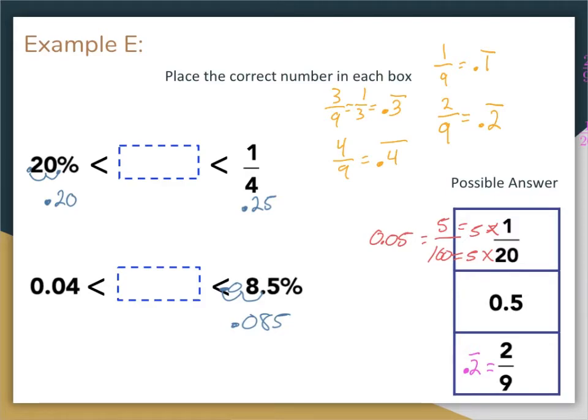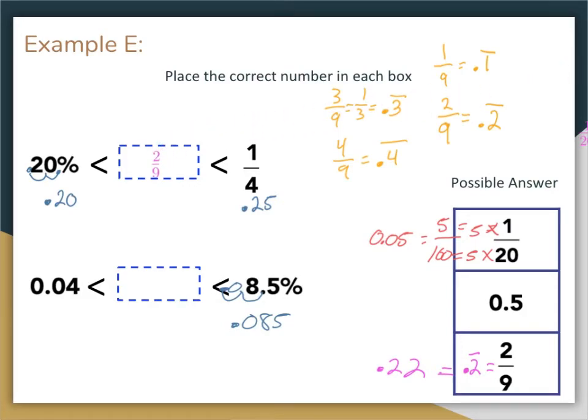So I've got 0.20, 0.25. Well, 0.5 is going to be way bigger than 1/4, so that won't work. 0.05 is going to be way smaller than 0.02, so that won't work. Now, if I extend out my 2/9 to more than one decimal place, I would end up with 0.22. So if I've got 22 and 25 and 20, I know that one's going to be right in the middle, so I can go ahead and drag my 2/9 there.